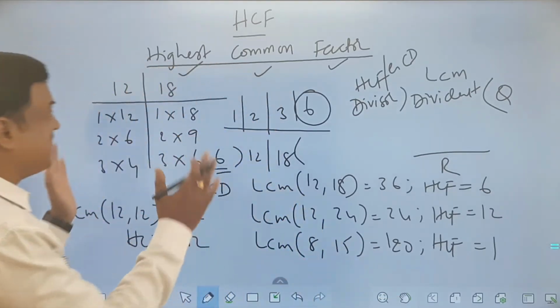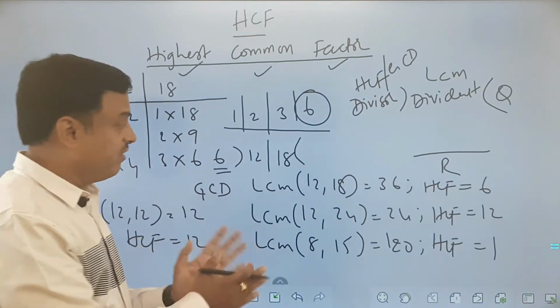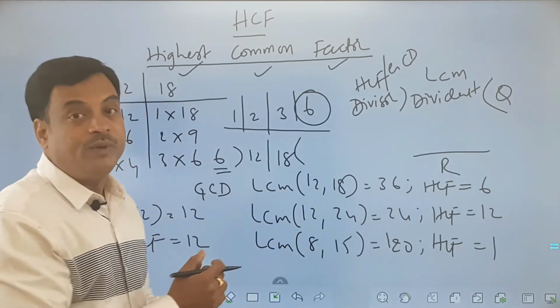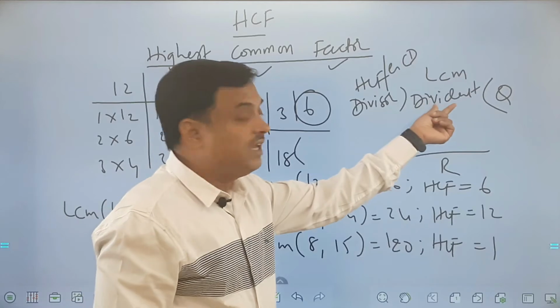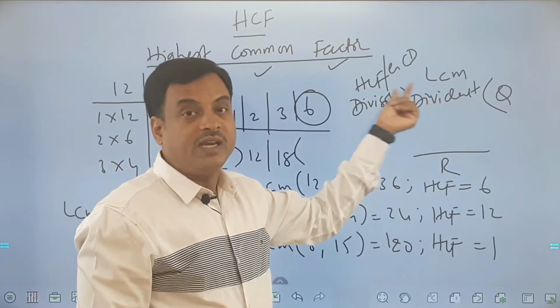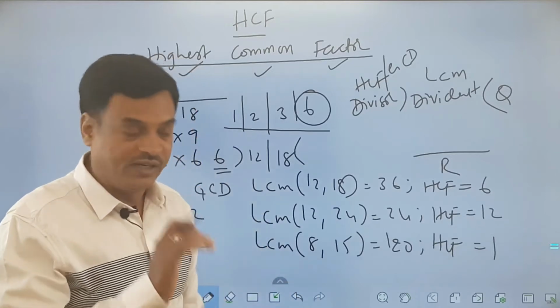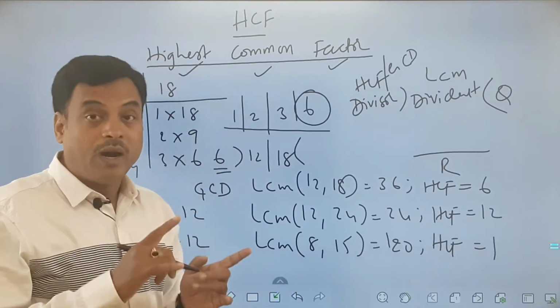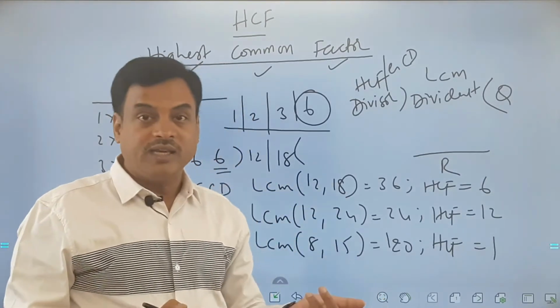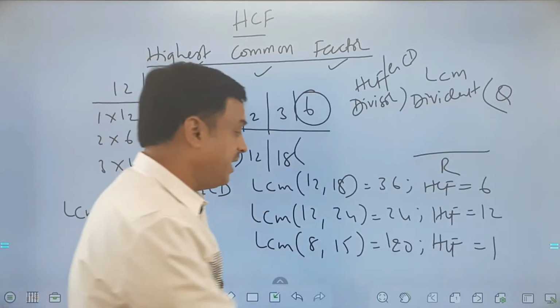Okay, so this is a basic understanding of HCF, and you can also see the comparison between LCM and HCF. LCM always represents the dividend position, HCF always represents the divisor position. So that is the difference. Now we'll talk about the methods. What methods do we have for finding an HCF? So let us see the methods, my friend.